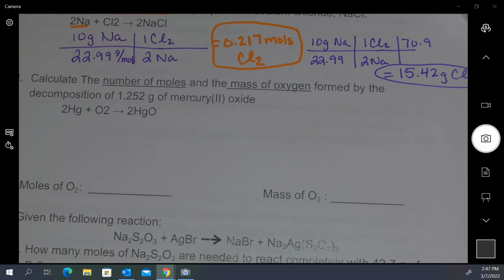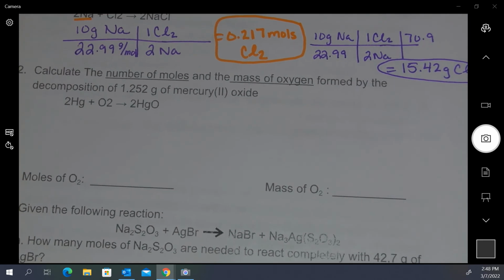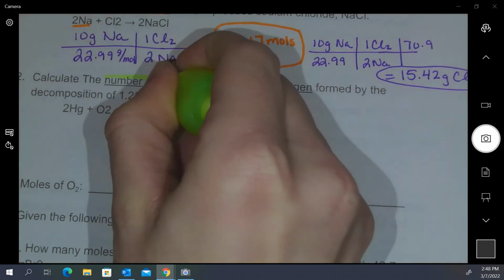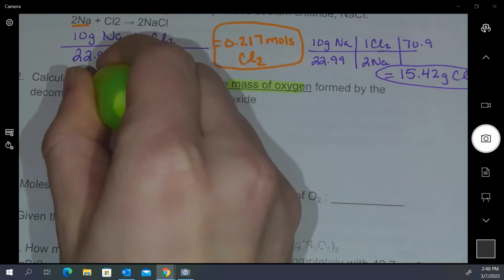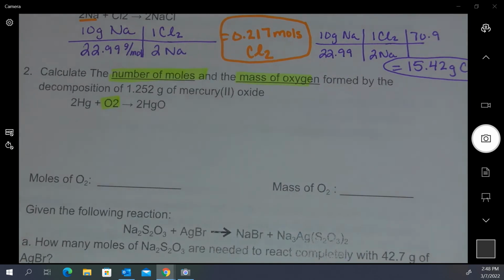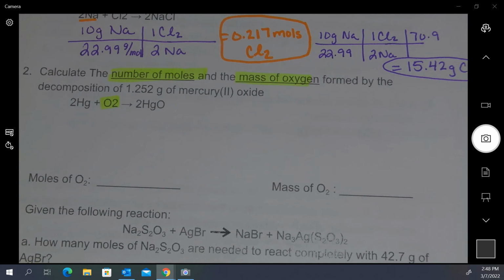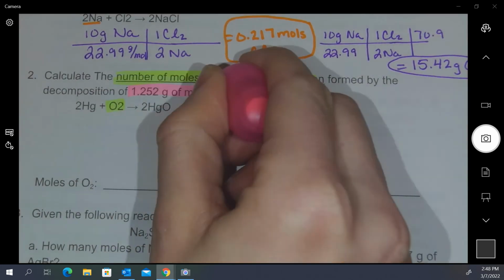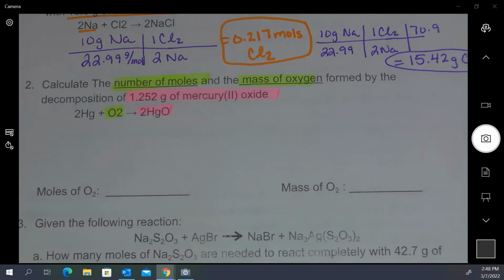Number 2 says calculate the number of moles and the mass of oxygen formed by the decomposition of 1.252 grams of mercury oxide. Reading that question, I have two wants. Number of moles and mass of oxygen. So we want the number of moles of oxygen and the mass of oxygen. So O2 is going to be our want. This question also has a given. Our given in this question is 1.252 grams of mercury oxide, and that is mercury oxide right there, highlighted in pink.